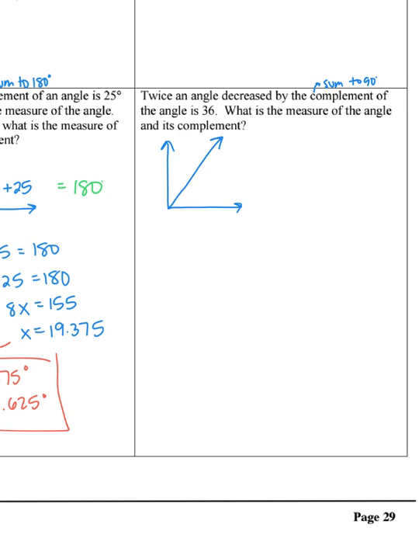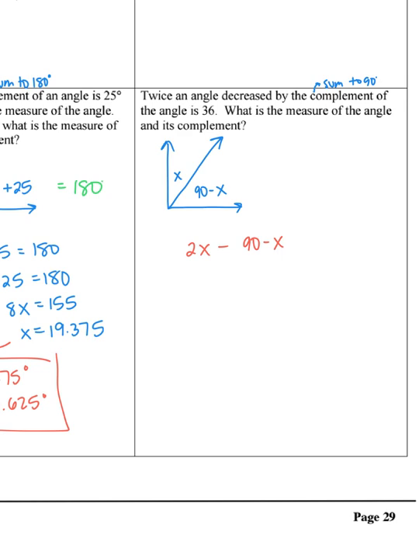Let's say here's my particular angle, and twice that angle decreased by the complement is 36. I'm going to name these differently because now I'm combining them to get to 36, not just the sum of 90 like the last one summed to 180. So I'm going to name the other one 90 minus x because that would be the complement. And now here comes my equation. It says twice that angle, so 2 times x, decreased, so subtract, by the complement of that angle, which is 90 minus x.